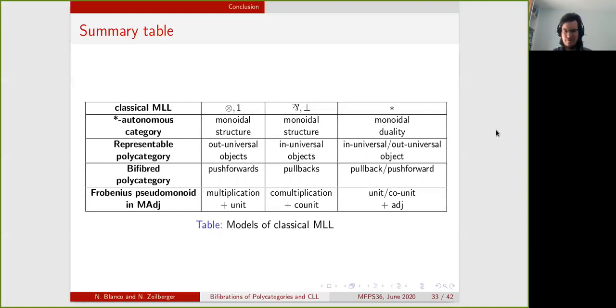I will leave you with this nice table that recaps all the models of classical multiplicative linear logic that we talked about in this talk. First, Star-autonomous categories, where connectives are represented by monoidal structure. Then representable polycategories, where they are represented by universal objects. Bifibrated polycategories over one, where they are represented by pushforwards and pullbacks. And finally, Frobenius pseudomonoids in the 2-polycategory of multivariable adjunctions, where you get the connectives by multiplication and comultiplication. Thank you.